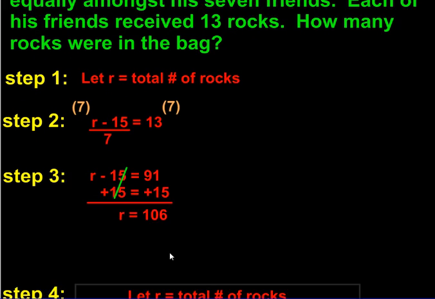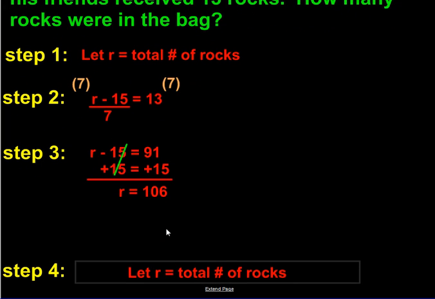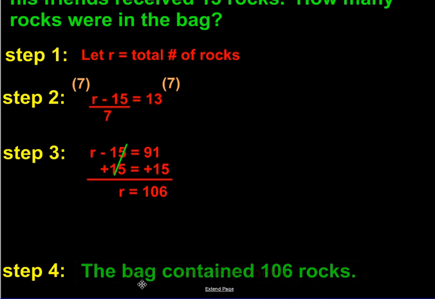Now, we're not quite done because it's a word problem. We have to answer it with an actual sentence. So our original let statement was we'll let R equal the total number of rocks. We now know that R is 106, so we can say the bag contained 106 rocks.